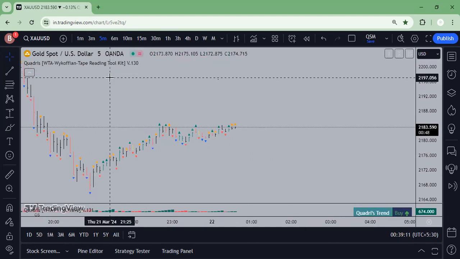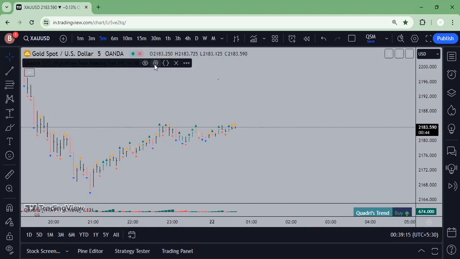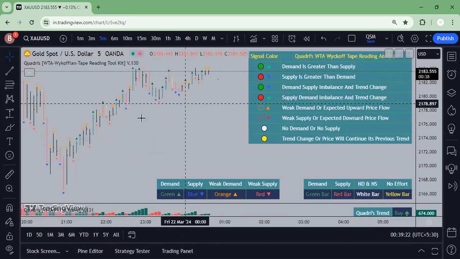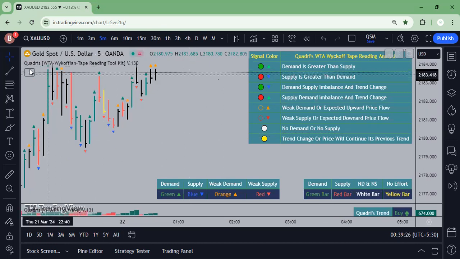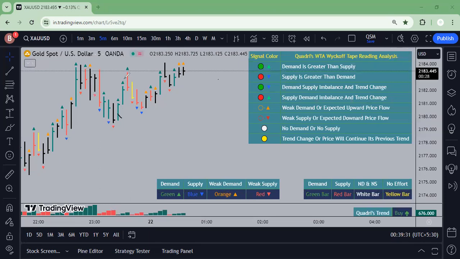The benefit of version 130, let me put it this way. The objective behind making this particular indicator was to analyze demand and supply, and no demand and no effort kind of situations in the market.